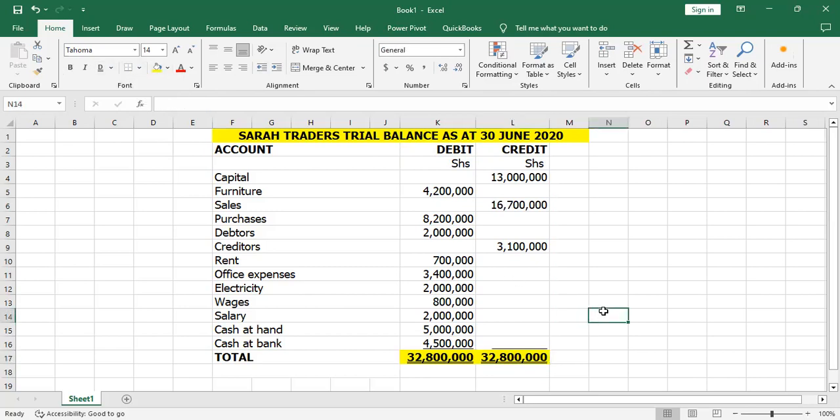So in this video, we have seen how to prepare the trial balance from a list of the ledger account balances of Sarah Traders. In my next video, we shall see how we can prepare financial statements from the trial balance prepared.